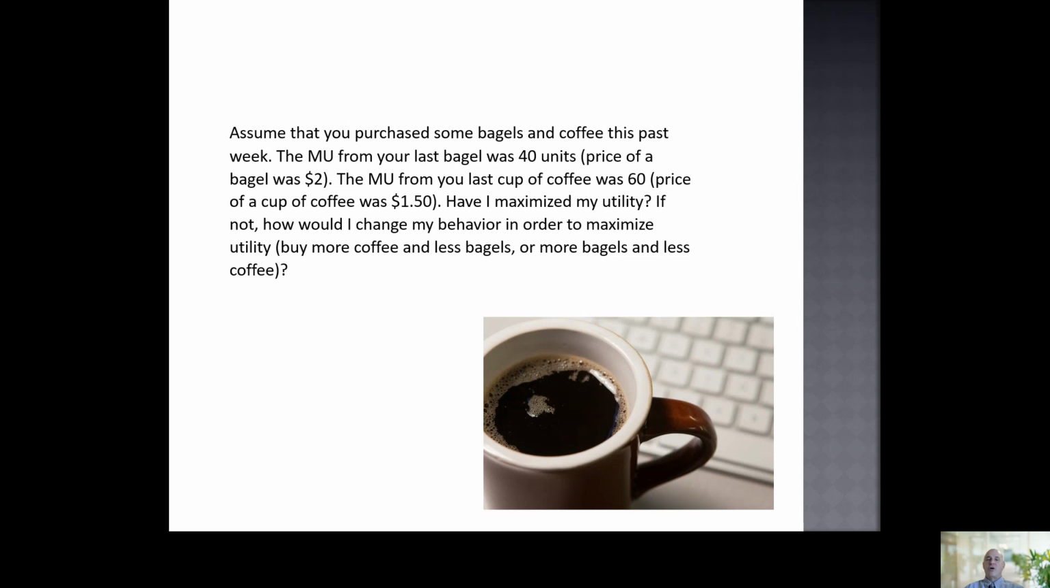If I consume more coffee, the marginal utility of another cup of coffee is going to be less than 40. If I consume less bagels, the marginal utility of consuming one fewer bagel is going to be greater than 40. So eventually they would balance each other, equal each other out. If I were to consume more coffee and less bagels, I would somewhere in between there find an opportunity where my marginal utility to price ratios are equal to each other.